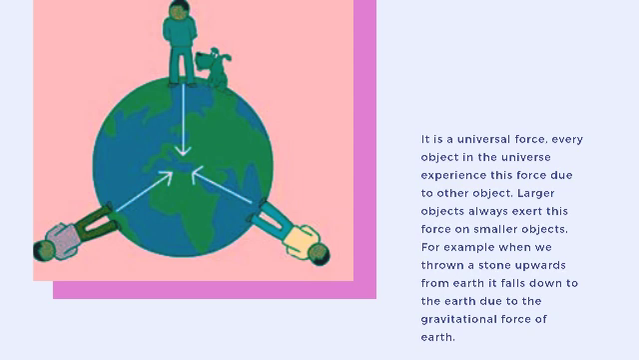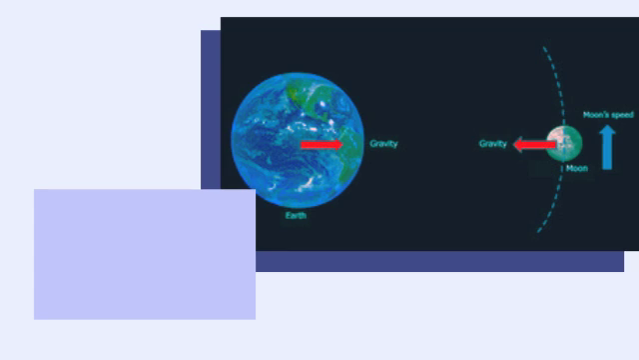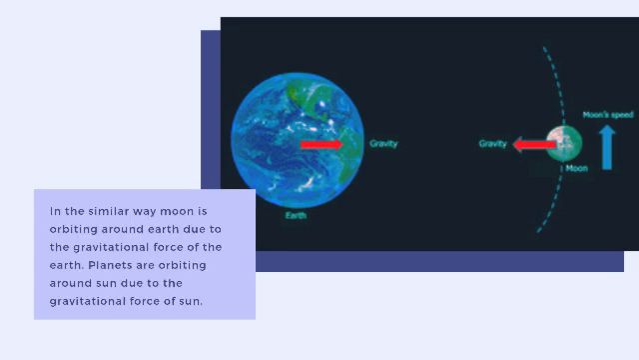For example, when we throw a stone upwards from Earth, it falls down to the Earth due to the gravitational force of Earth. In a similar way, the Moon is orbiting around the Earth due to the gravitational force of the Earth. Planets are orbiting around the Sun due to the gravitational force of the Sun.